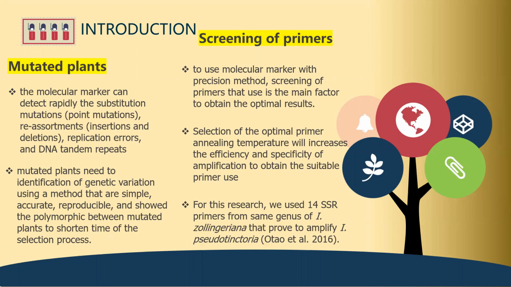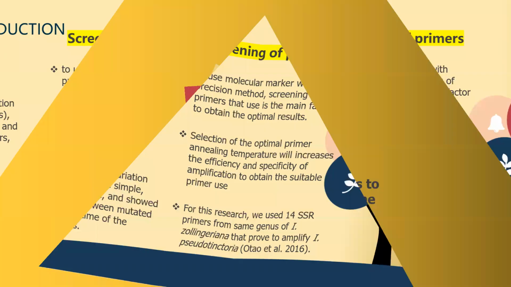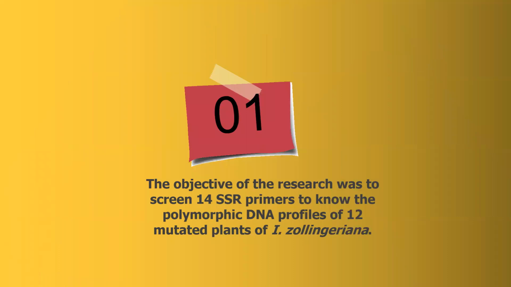To use molecular markers with a precise method, screening of the primers used is the main factor to obtain optimal results. Selection of the optimal primer annealing temperature will increase the efficiency and specificity of amplification to obtain the suitable primer. For this research, we use 14 SSR primers from the same genus that were proved to amplify Indigofera pseudotinctoria. The objective of the research was to screen 14 SSR primers to know the polymorphic DNA profiles of 12 mutated plants of Indigofera zollingeriana.